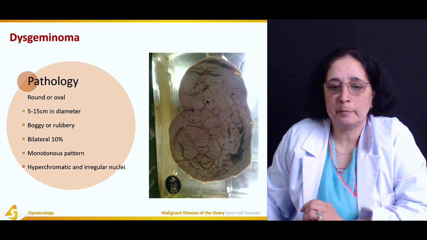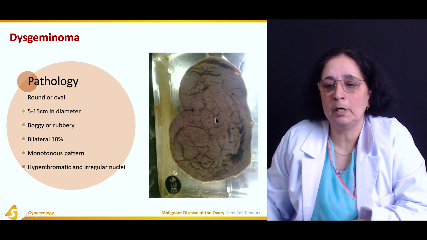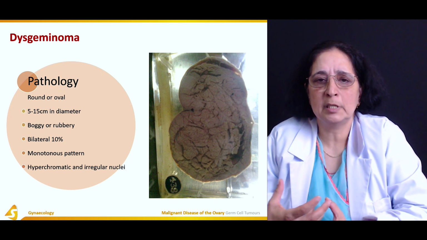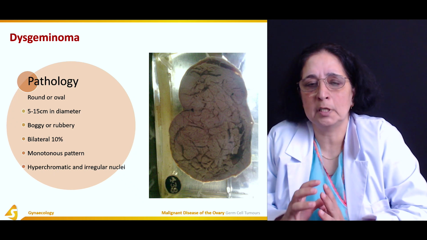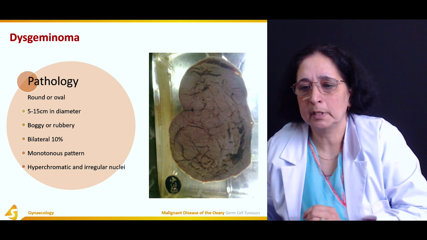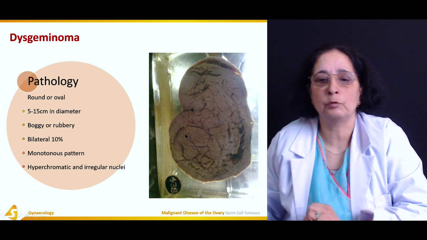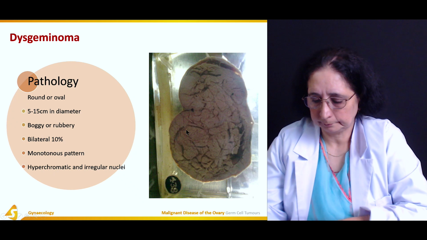It has a monotonous pattern with hyperchromatic and irregular nuclei. Hyperchromatic means it's a little bright in color. Chromatin is like iron deposits here. If you see, it's bright in color, dark brownish in color.